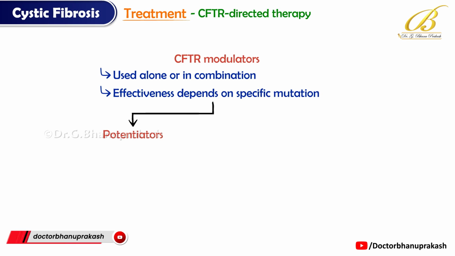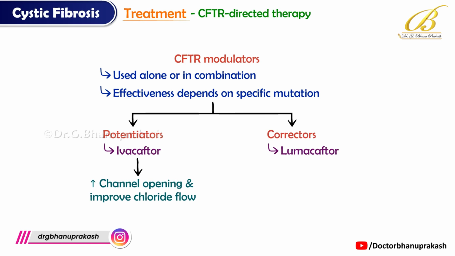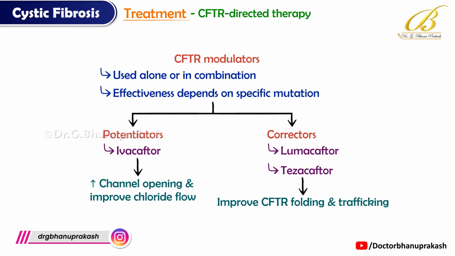There are potentiators such as ivacaftor, which increase channel opening and improve chloride flow, and there are correctors such as lumacaftor and tezacaftor, which improve CFTR folding and trafficking, so more protein reaches the cell surface.